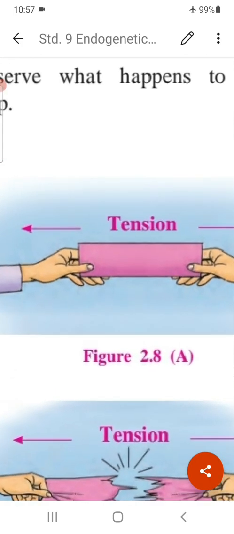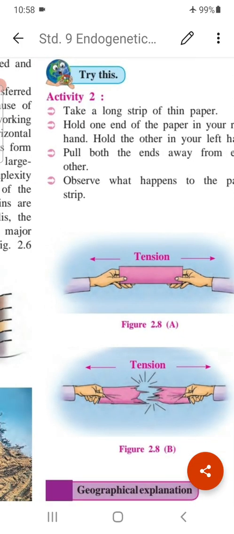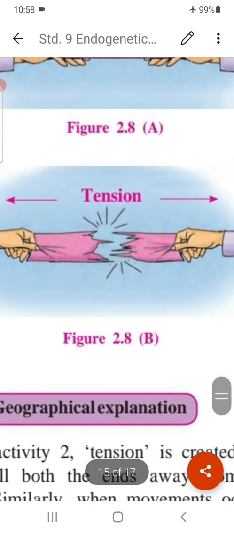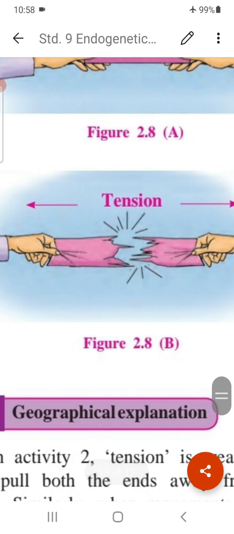If something is pulled beyond the limits, what happens? It breaks. We know the rule of that. When you put tension, that is you stretch, you pull something, it might be anything, it breaks. Even relations break if you tense too much. Fine, this is aside, but still pull both the ends away from each other and observe what happens to the paper strip. Here clearly it is seen that the paper strip is torn. It has been broken.